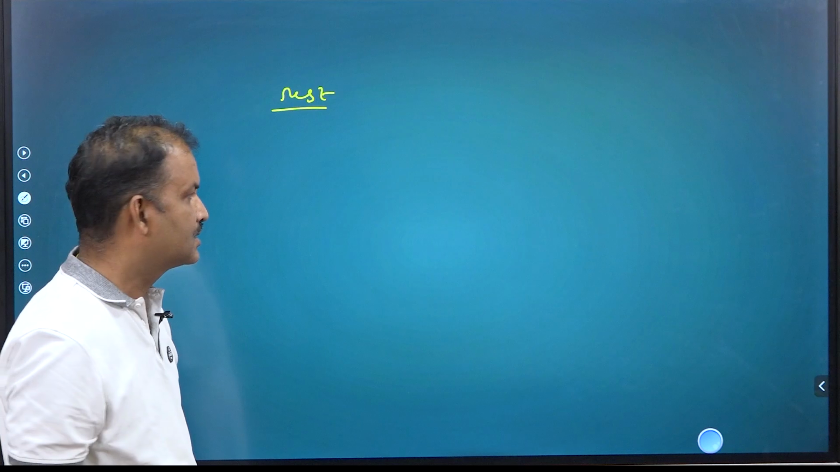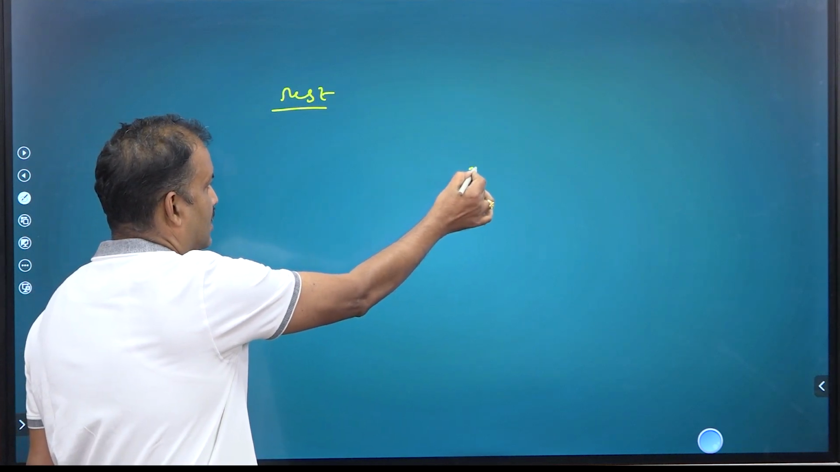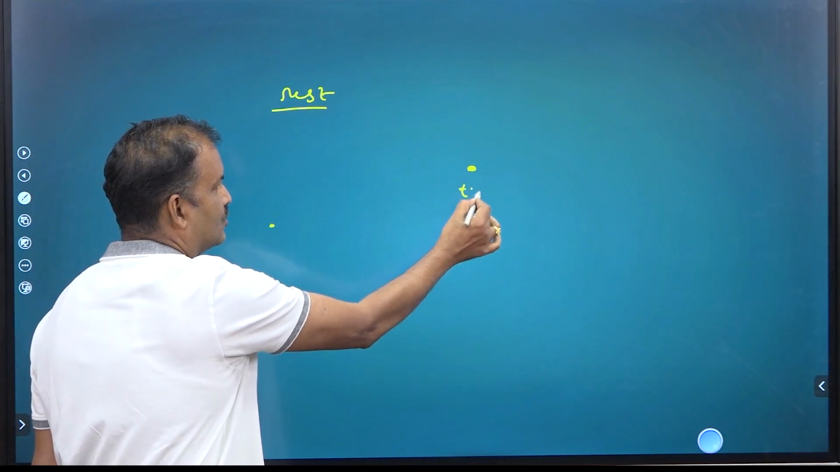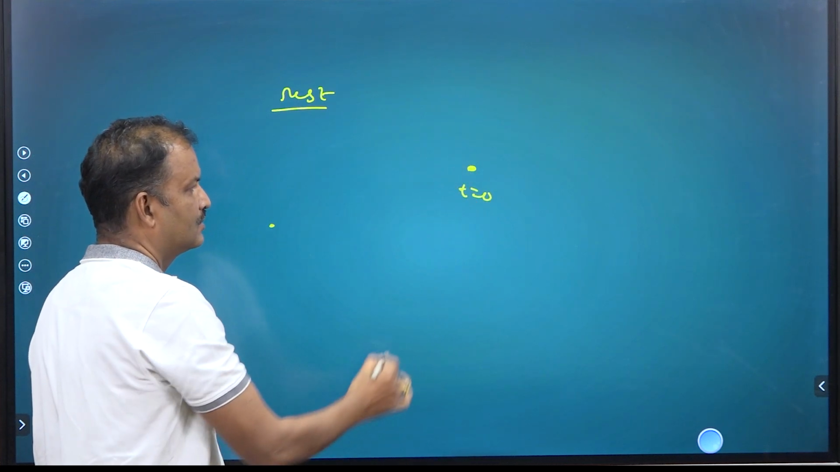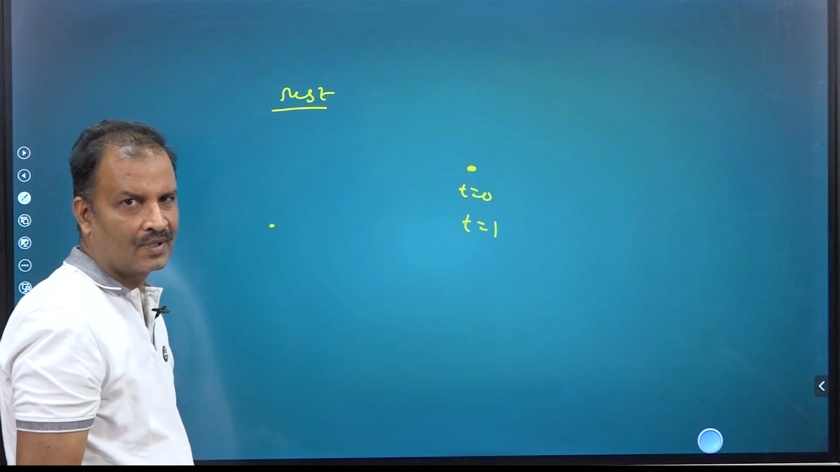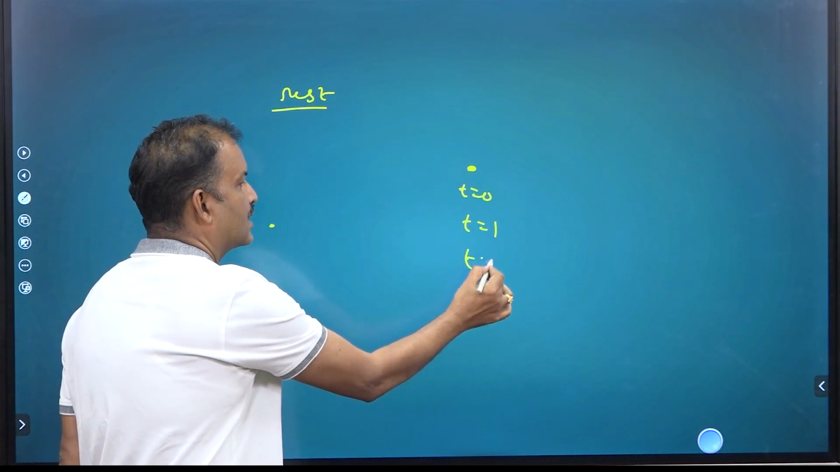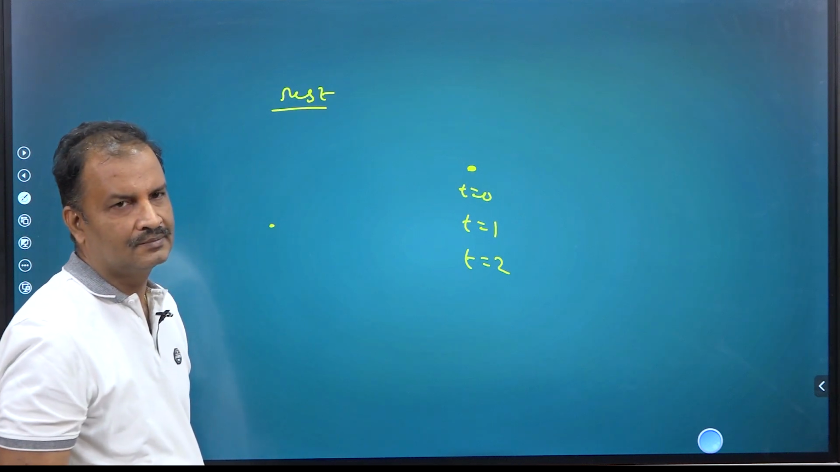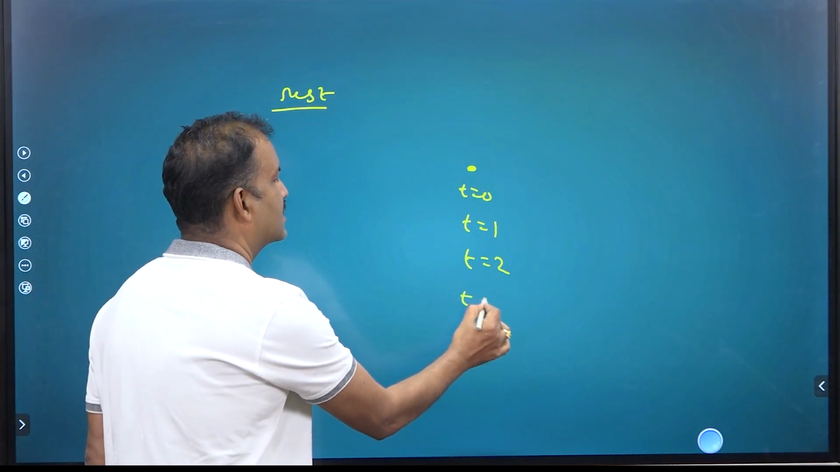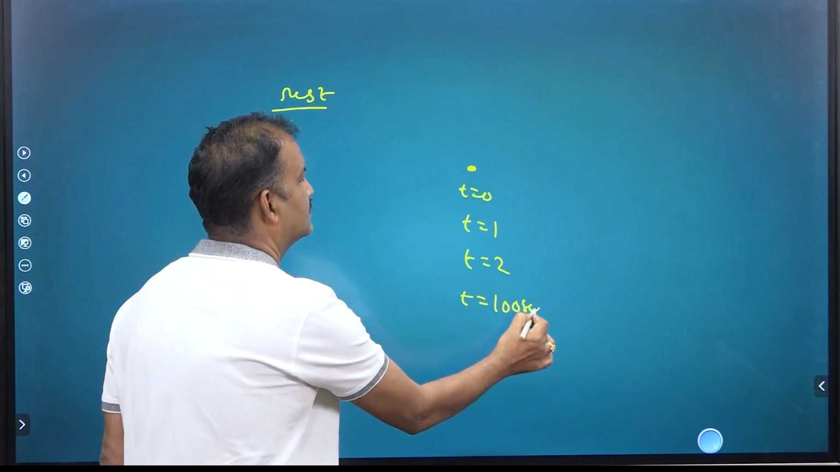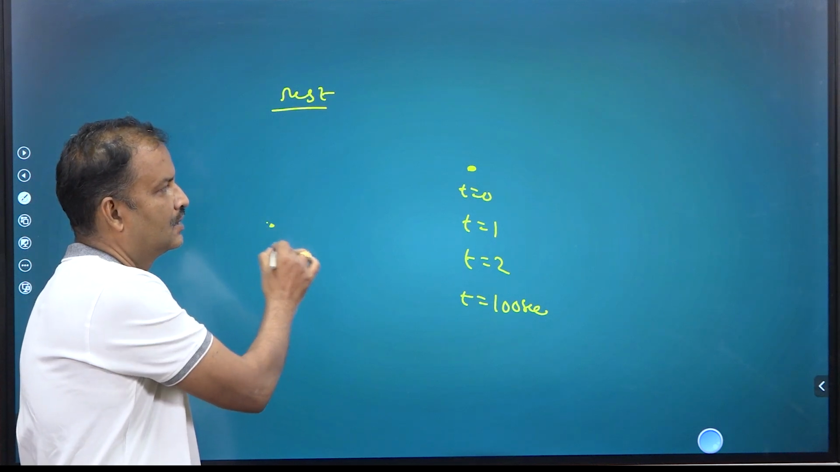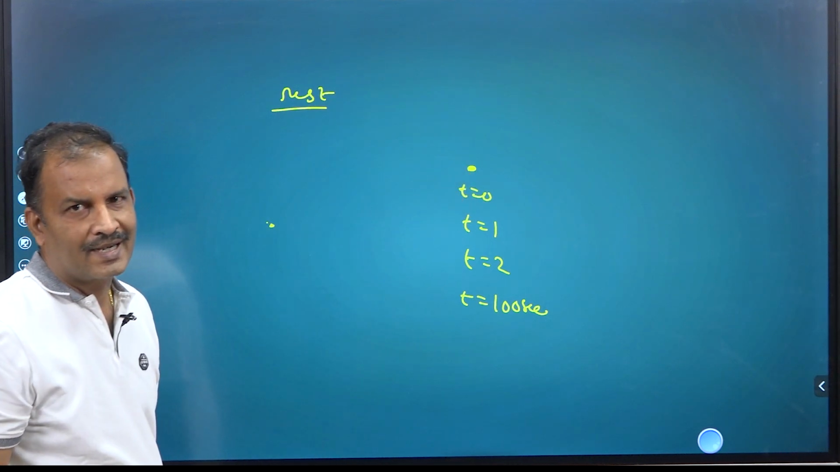Body is rest means, suppose a point with respect to this one, a point at t equal to 0 is at the same point. At t equal to 1 second also here. At t equal to 2 seconds also it is here. Then at t equal to 100 seconds also it is here. Then with respect to this point, we can say that this point is at rest.